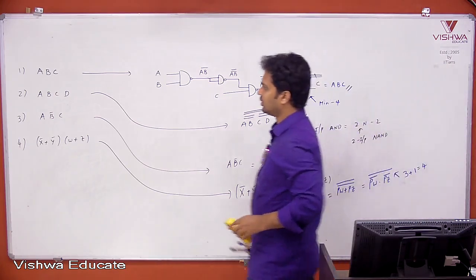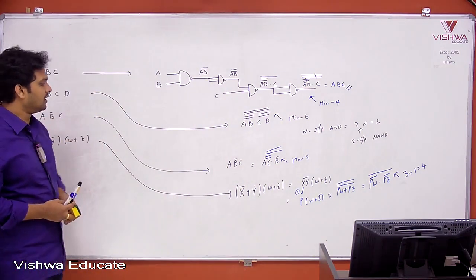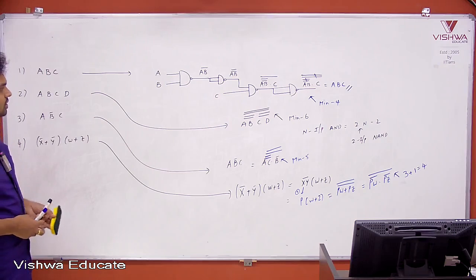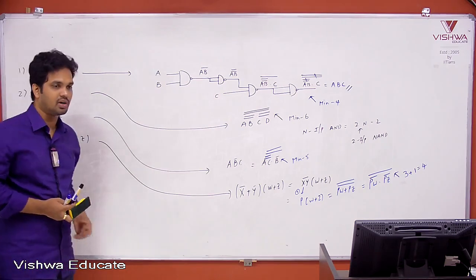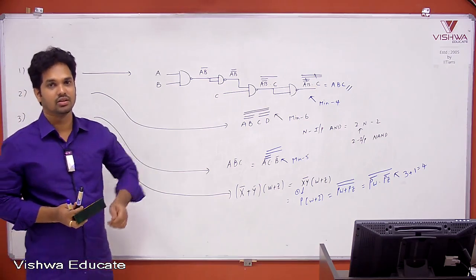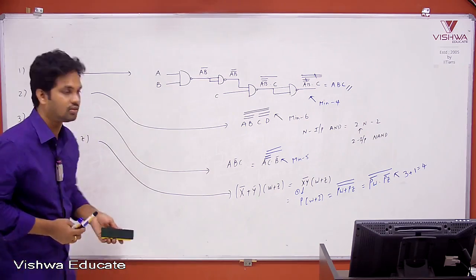Okay, that is about your implementation of the following functions using the minimum number of NAND gates required. Before going to the next part, let us see the next one, alternate logic symbols.